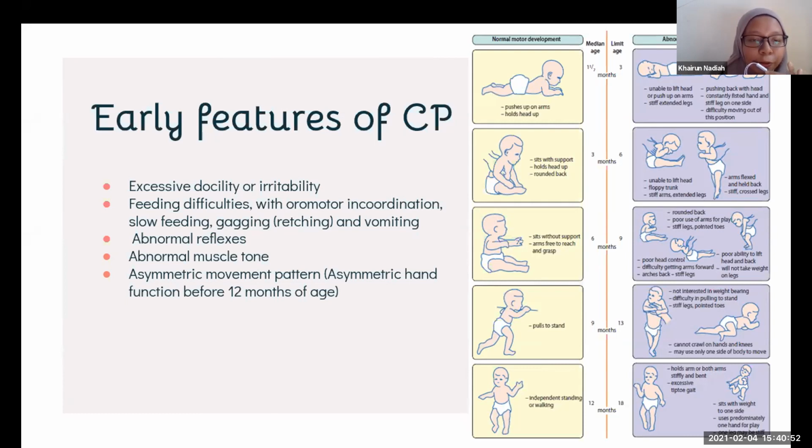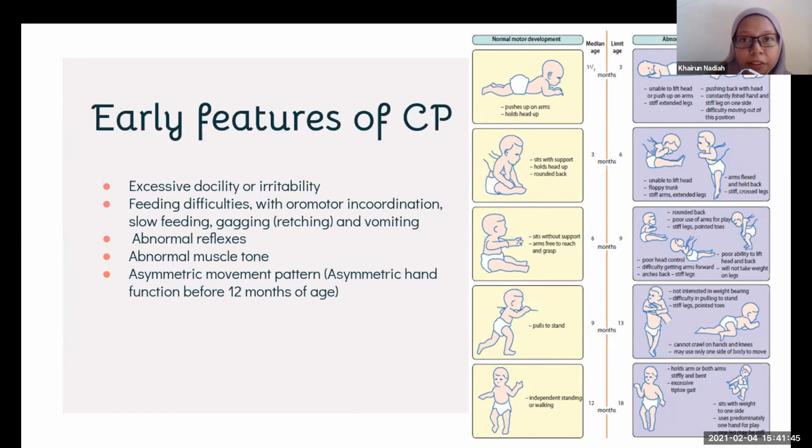And next is feeding difficulties with oromotor incoordination, slow feeding, gagging, retching, which means the act of vomiting, and also the vomiting itself. It can present with abnormal reflex, abnormal muscle tone, and also asymmetric movement pattern. Asymmetric hand function before 1 year old refers to hand preference, which we can see in hemiplegia patients. For these patients, paralysis occurs in half of the upper and lower limb, so they tend to use the non-paralyzed hand to move. So it is detected earlier.